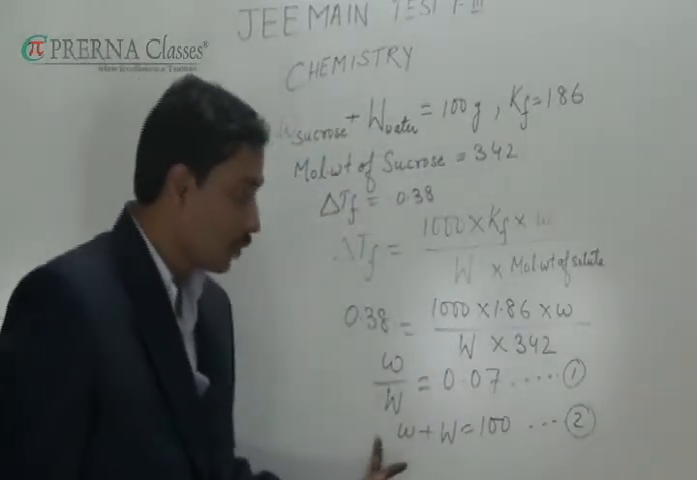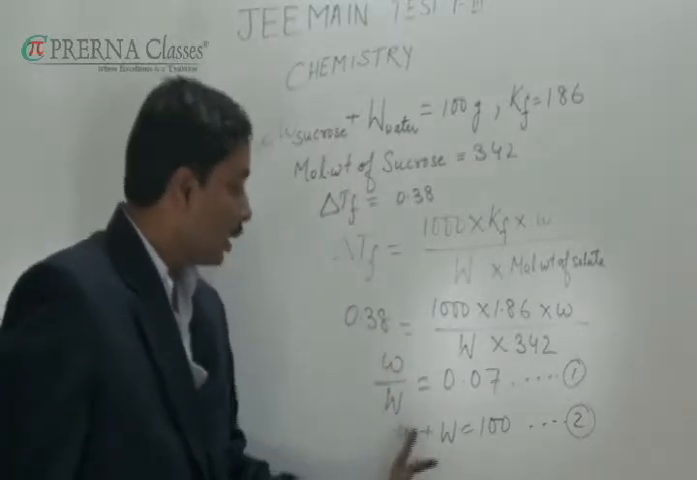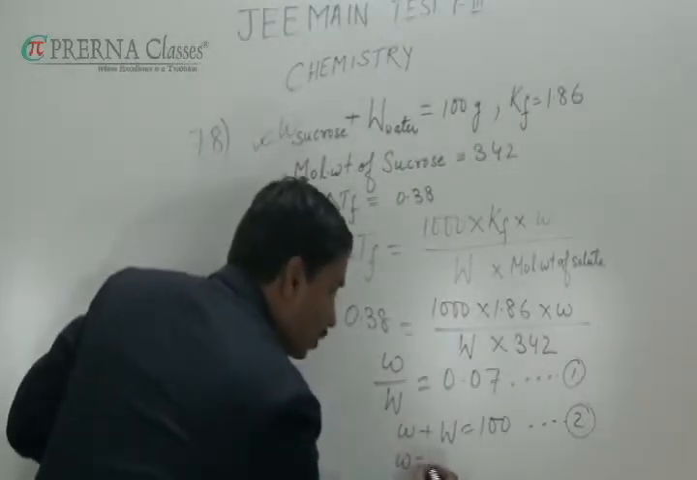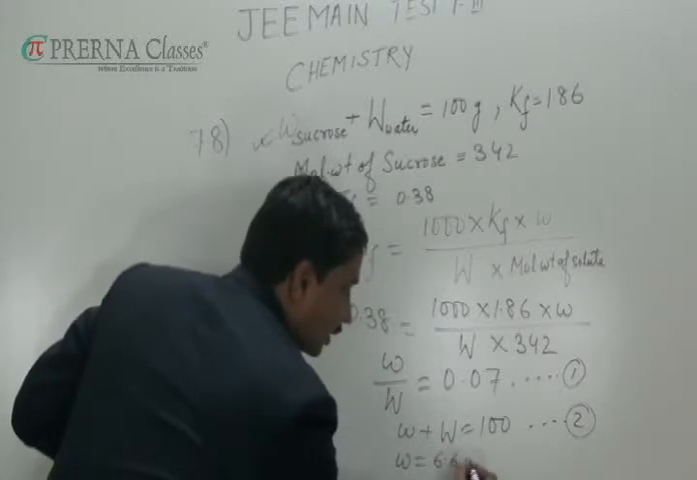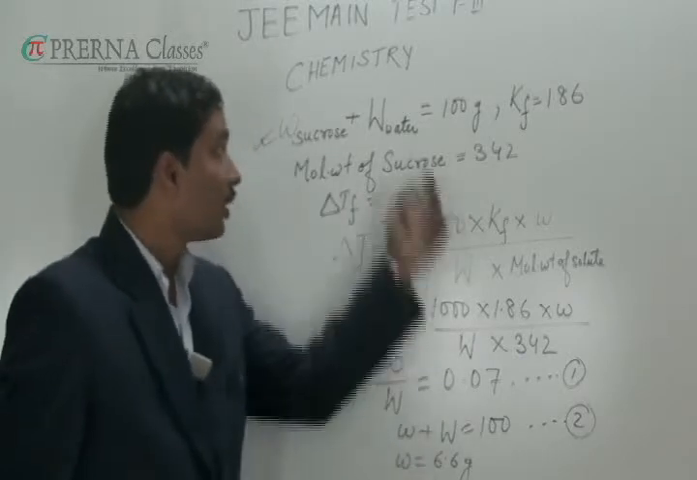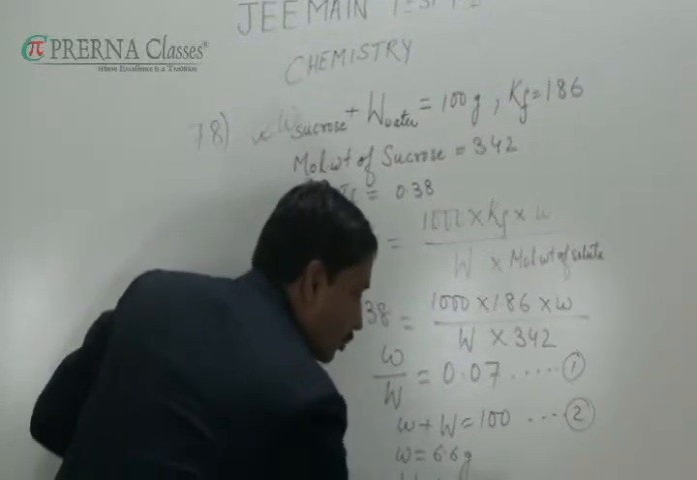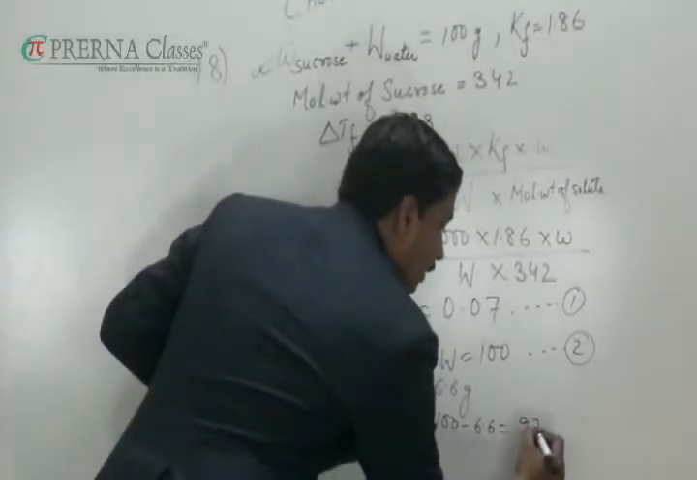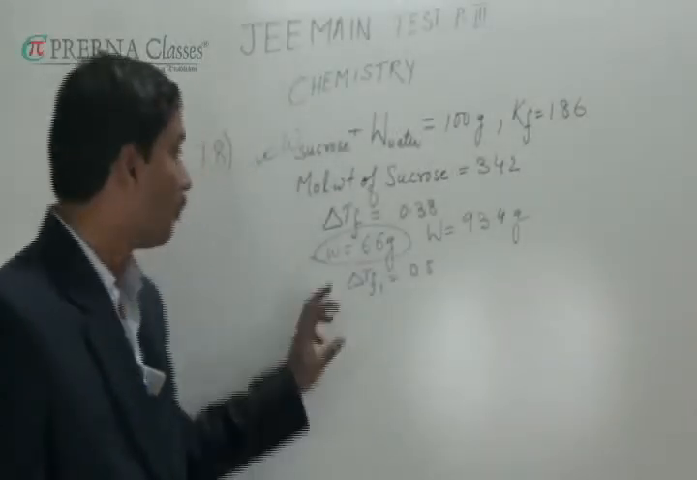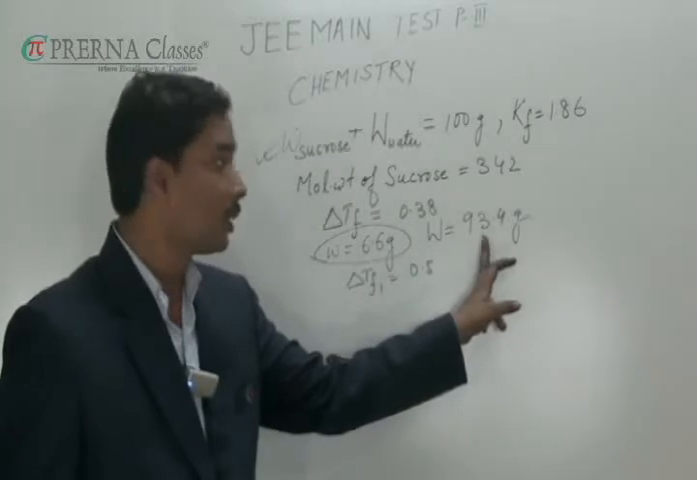On solving these two equations, we can find the value of W, that is the weight of the sucrose, and also the weight of the water present in it. So on solving, we find W is equal to 6.6 grams. That means 6.6 gram of sucrose is present. So we can find the weight of the water. The weight of the water is 100 minus 6.6, that is equal to 93.4 grams. Now the weight of the sucrose is 6.6 gram, and the weight of the water is 93.4 gram.